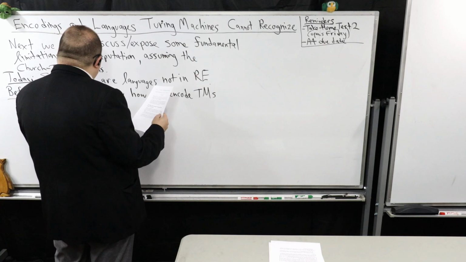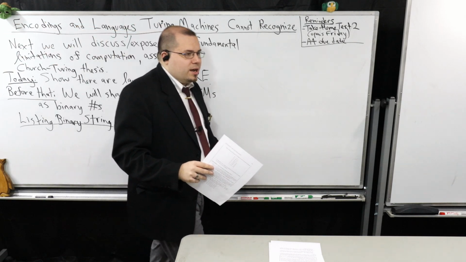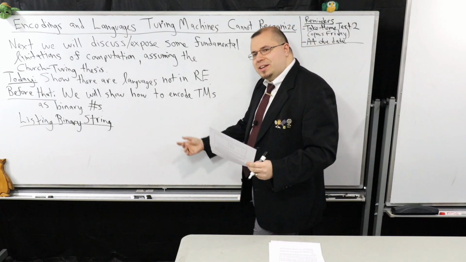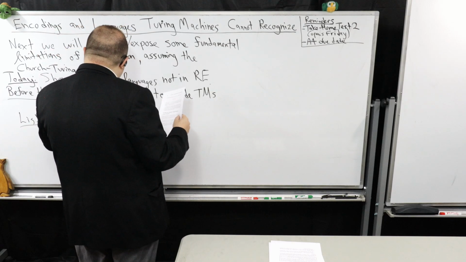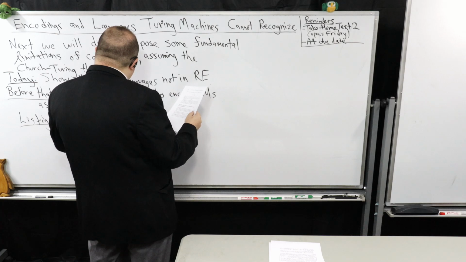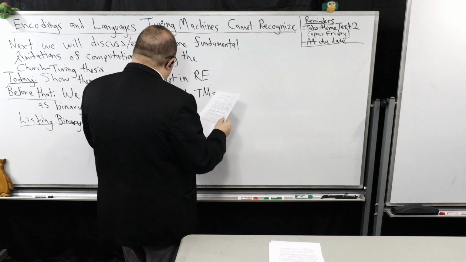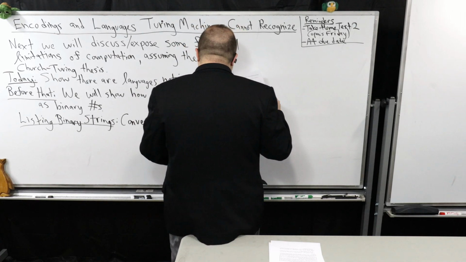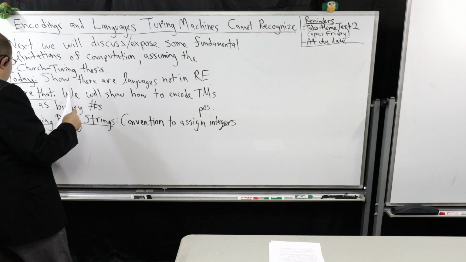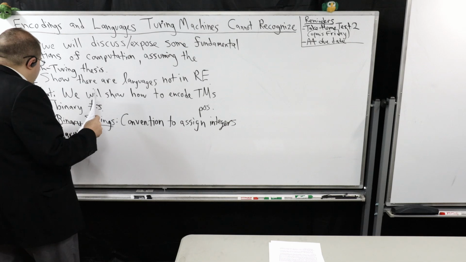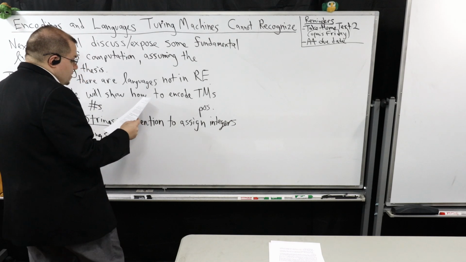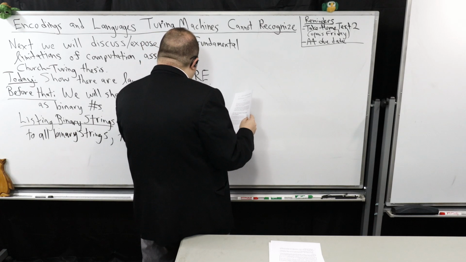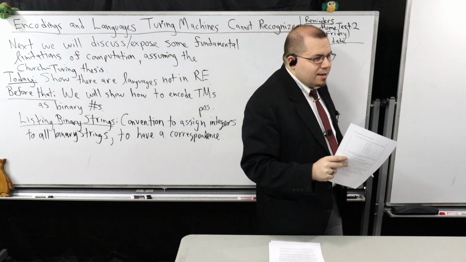So you remember last day I talked a little bit about a nice way you can represent each one of the binary strings for, say, a given alphabet. I'm going to use that same idea. I'm just going to enumerate it in a way that's a little easier to see. So listing binary strings. Here's the convention I'm going to pick up. It's a convention to assign integers, in particular positive integers, to all binary strings, to have a correspondence. Remember, a correspondence, like I said, is just a pairing of each one of the elements in one set with another set's elements.